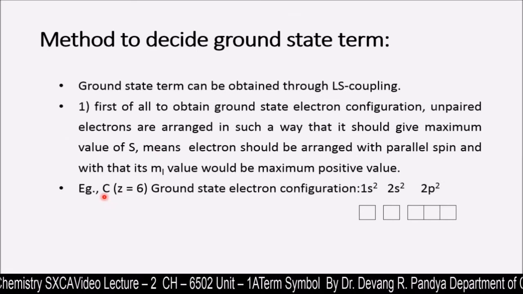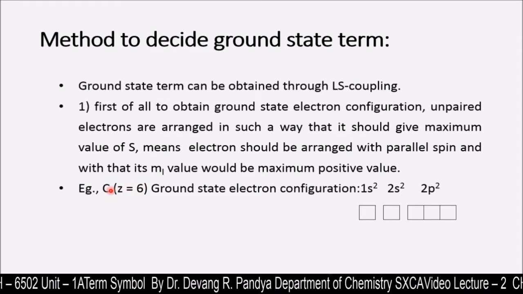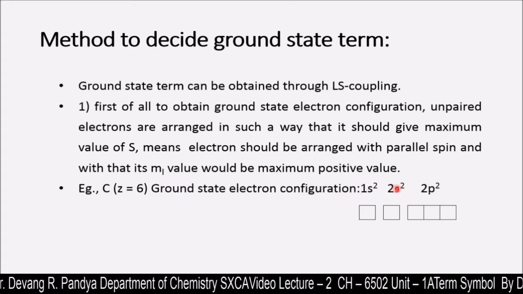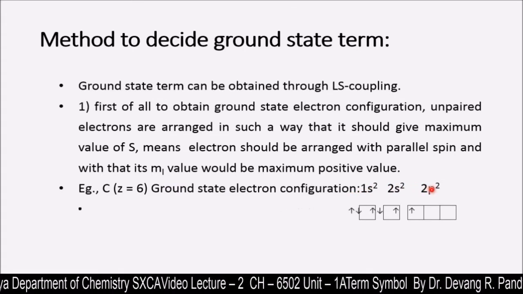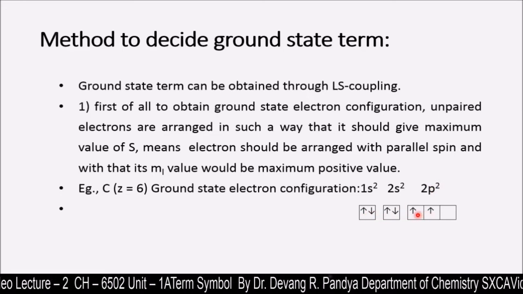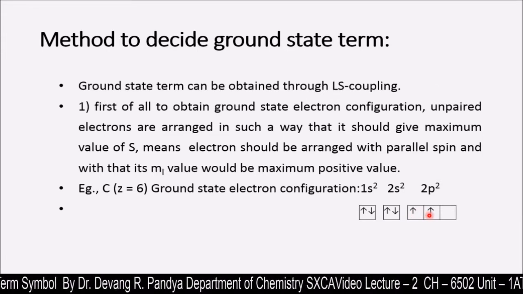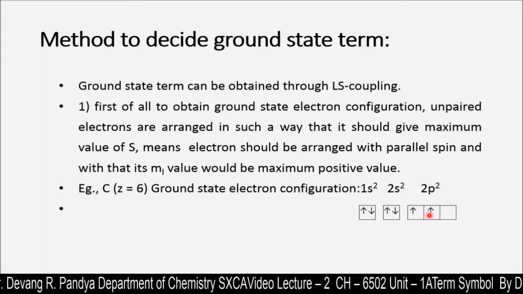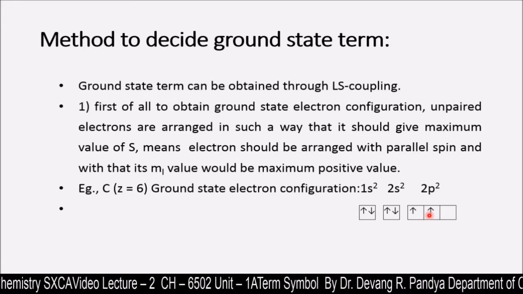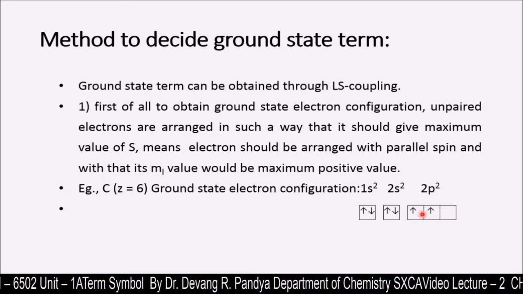Let's see carbon, Z is equal to 6. For carbon element in atom form, the ground state electronic configuration is 1s2, 2s2 and 2p2. So here you can see 1s2, 2s2 and 2p2. There is one unpaired electron over here and the other unpaired electron is over here. And in our part 1 we studied that there are so many possible ways to arrange these electrons into the degenerate valence outermost orbitals of carbon element.